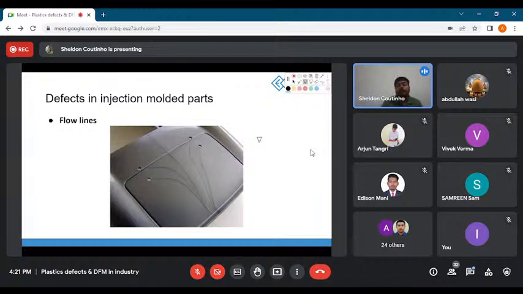Secondly, if your injection speed is too slow. So again, that's the same issue.